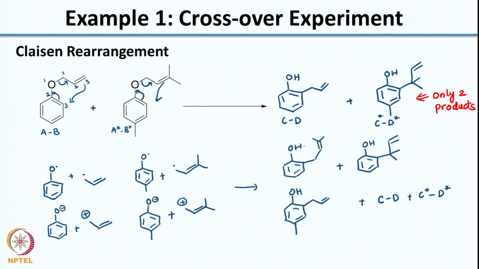So, what that indicates is that the reaction goes via the concerted pathway and not by any of the fragmentation pathways. So, this is a very nice illustration of how you can use the crossover experiment to figure out the nature of the mechanism. We will look at one more example.